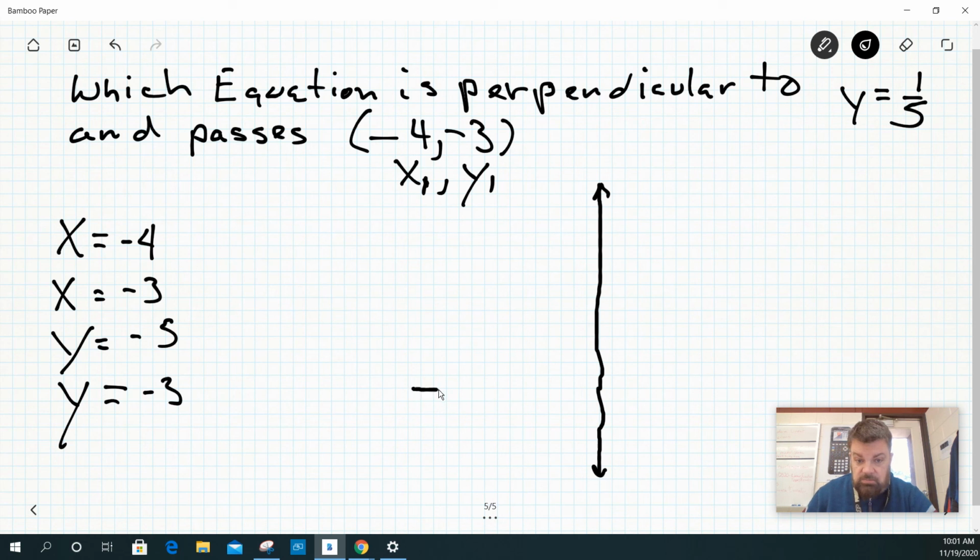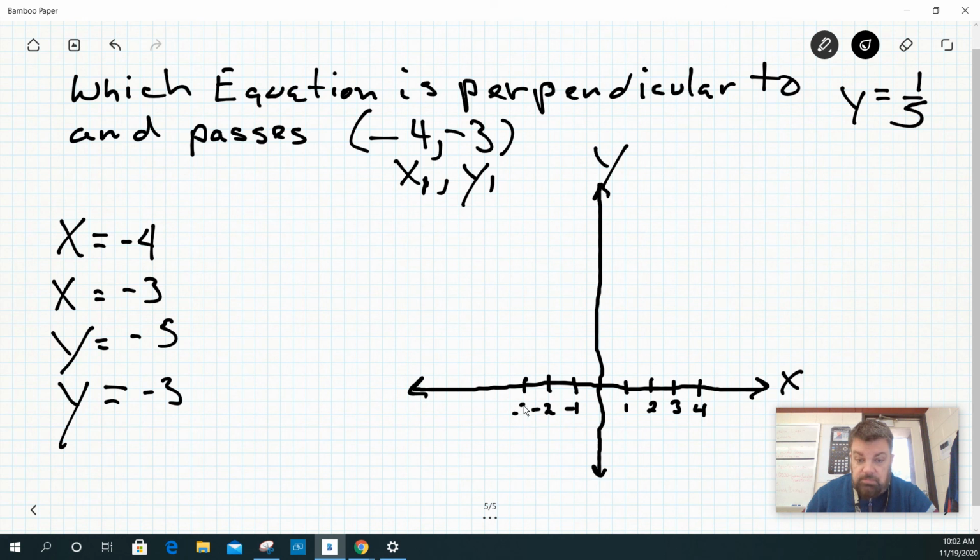So y equals, and so I'm going to let each tick mark be 1/5 on the y-axis. So you can have the tick marks represent different things. On the x-axis, I'm just going to count like this. This would be 1, this would be 2, this would be 3, this would be 4, and so on. And in this direction, this would be -1, this would be -2, and this would be -4.